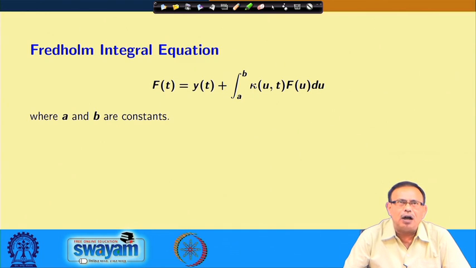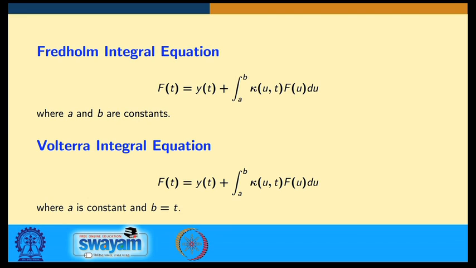Various kinds of integral equations are available. One is the Fredholm integral equation, which takes the form f(t) equals y(t) plus integral from a to b of k(u, t) f(u) du. Please note that a and b are only constants, then we call it a Fredholm integral equation. There is another type which we call the Volterra integral equation. The form is similar, f(t) equals y(t) plus integral from a to b of k(u, t) f(u) du, where the only difference from Fredholm is that here a is a constant and b equals t. As I told you, a and b may be constants or some function of t. So, in the Fredholm integral equation a and b are both constants, whereas in the Volterra integral equation a is a constant and b equals t.